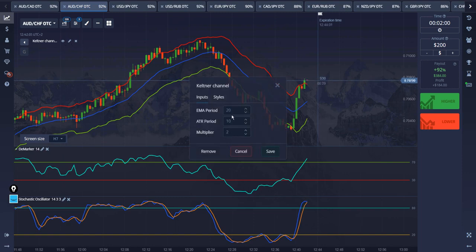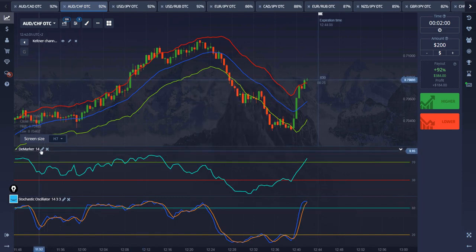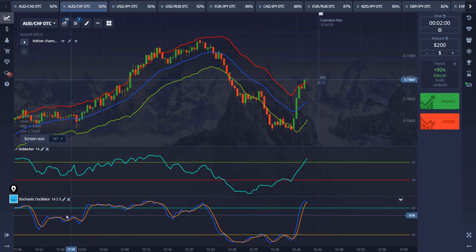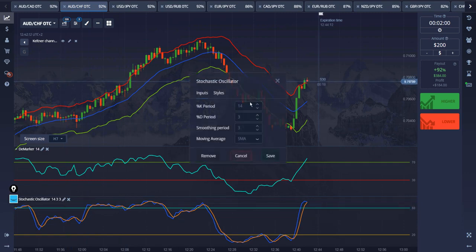For indicators, I use the Keltner channels with the multiplier changed to 2, and thickened lines and some color change. Below the screen I have the DeMarker indicator and the stochastic oscillator, all at default settings.